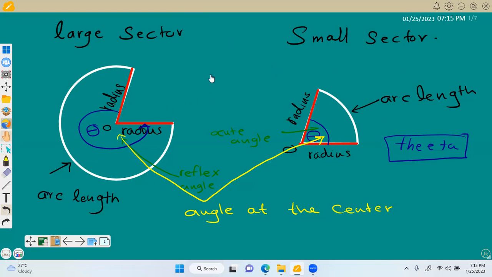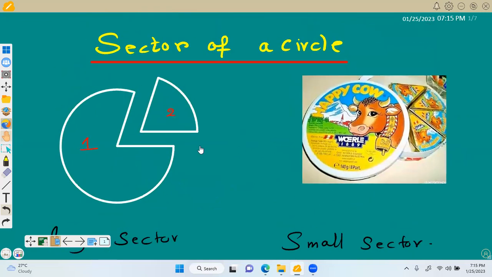You can write down this one. Sector of a circle is the main topic. Then you can draw a circle and show that we can cut or separate two sectors by cutting along two radii like this. And the best example to remember what a sector of a circle is, is a piece of cheese.